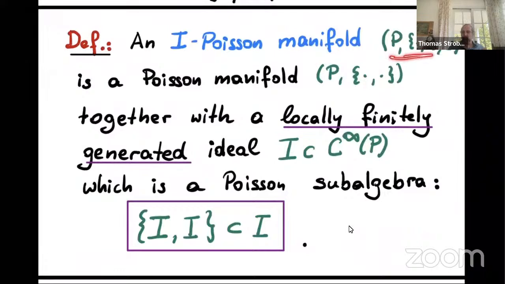So what is the definition of an I-Poisson manifold? It's a Poisson manifold P with the Poisson bracket, together with an ideal I in the functions, which is locally finitely generated. This is an important technical assumption that I will explain soon why it's important, such that I is a Poisson subalgebra. So that's this notion.